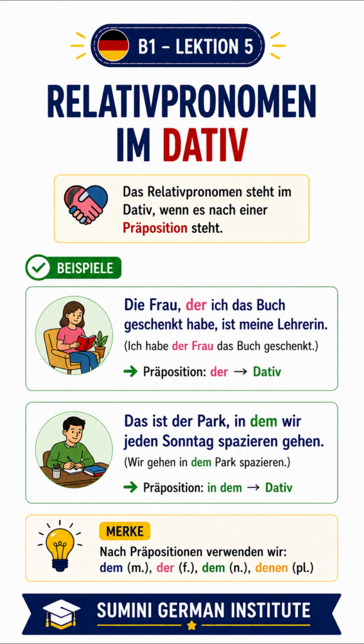Another example, die Professorin, der die Studenten zuhören, ist sehr beliebt. The professor whom the students listen to is very popular. The verb zuhören also requires the dative. That's why we use der. Very important. The verb inside the relative clause often decides the case.